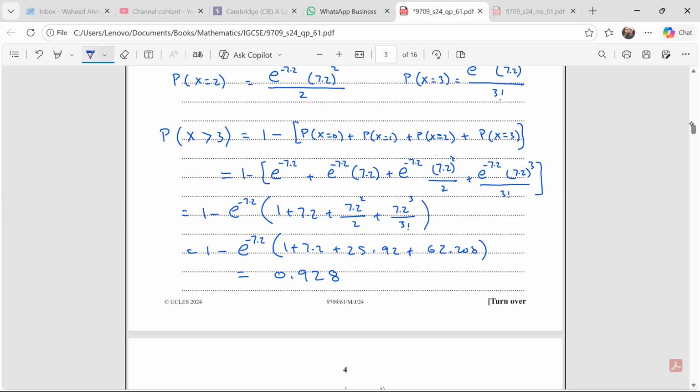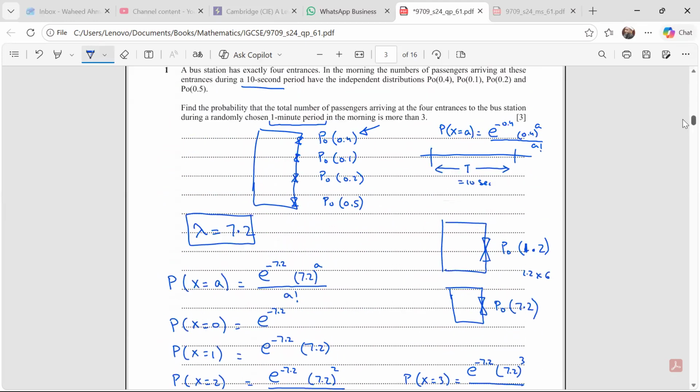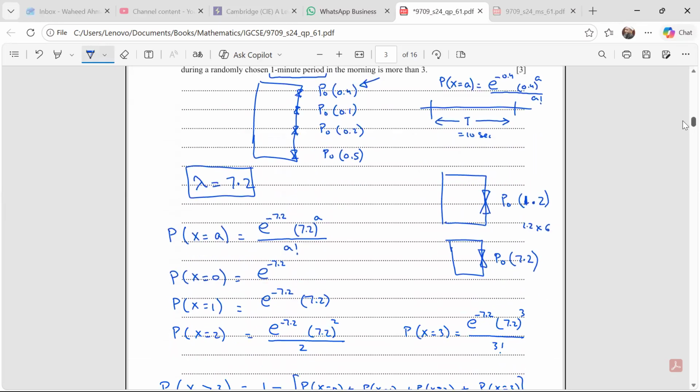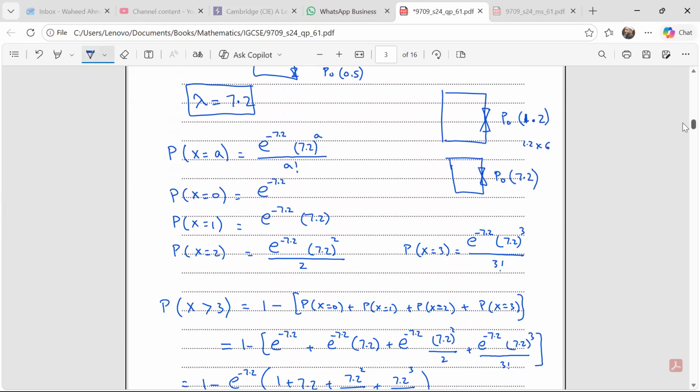I hope you understand everything here. You need to understand the logic behind everything. If you can form the logic and understand the reasoning, then you can solve the problem.